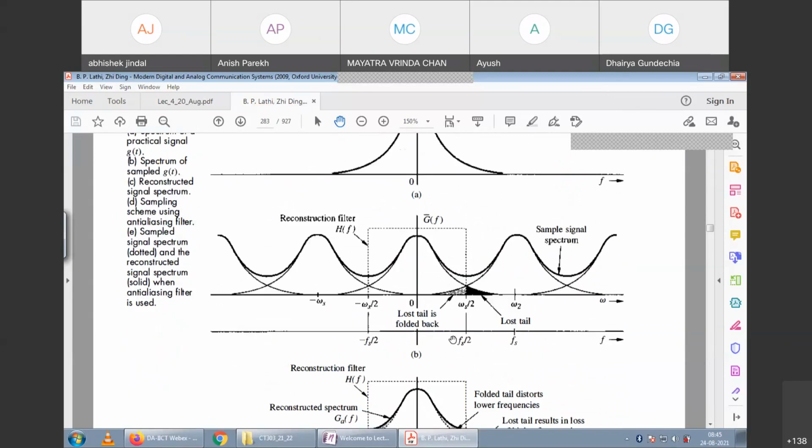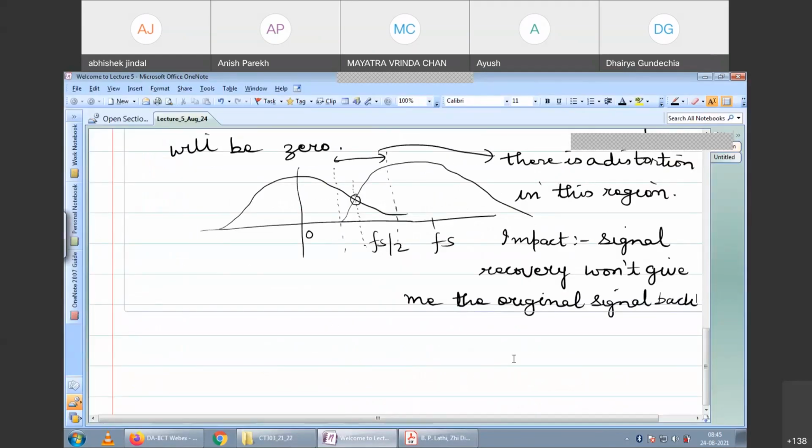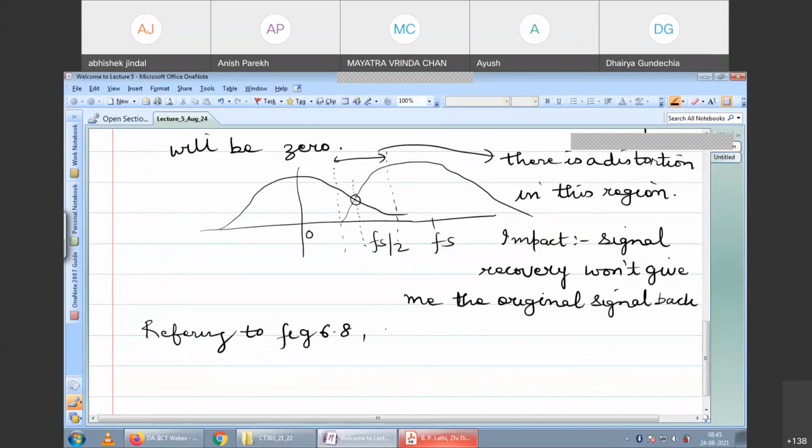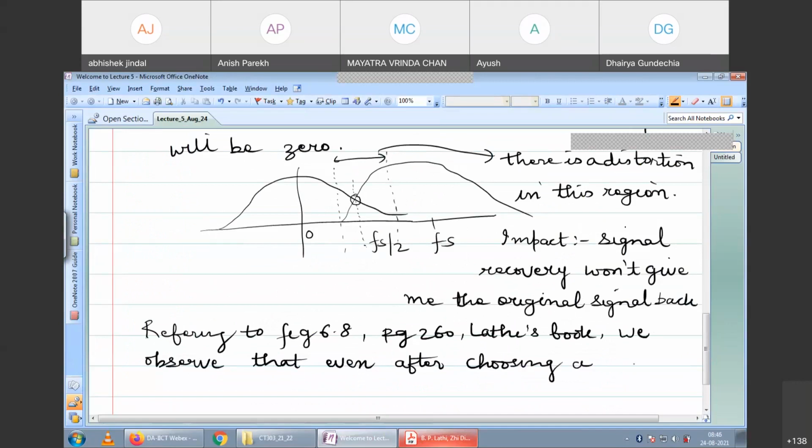So if at all we work with the strategy, let me just write it down: referring to figure 6.8, page 260, that is in the book, we observe that even after choosing a sufficiently higher fs, we land up with dual loss.